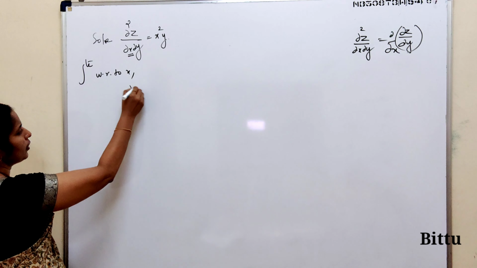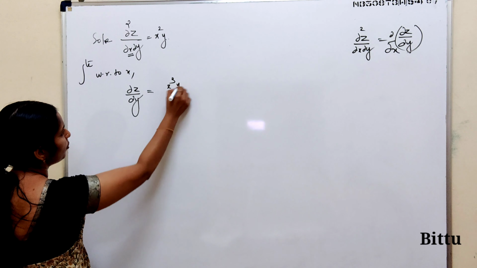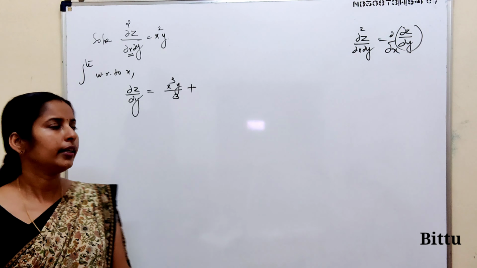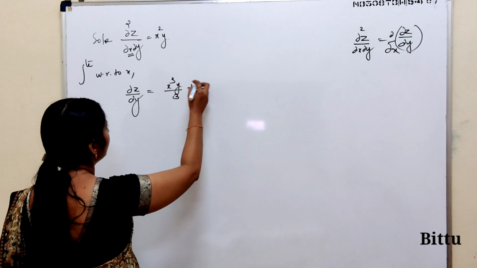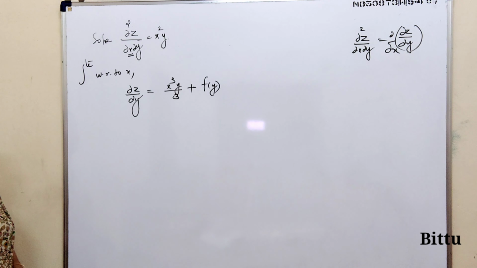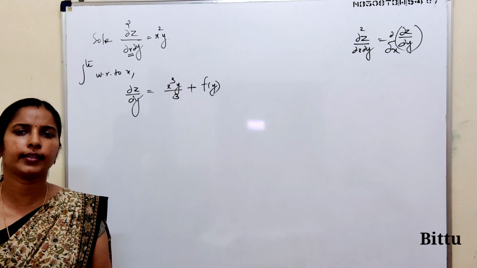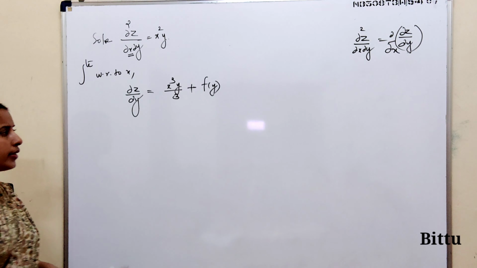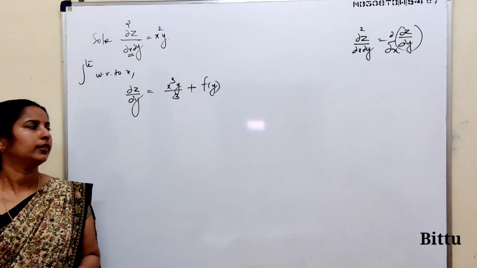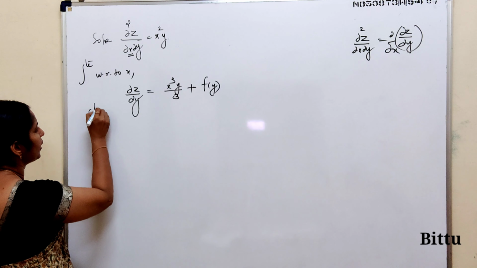What is left side? Dou z by dou y is equal to, we are integrating with respect to x, so x cube y by 3 plus, after integration we have to put a constant. Here the constant is a function of y, right? Because while differentiating partially with respect to x, we kept y as a constant. So in our constant, y may appear. So the arbitrary constant is a function of y. Again you integrate with respect to y.